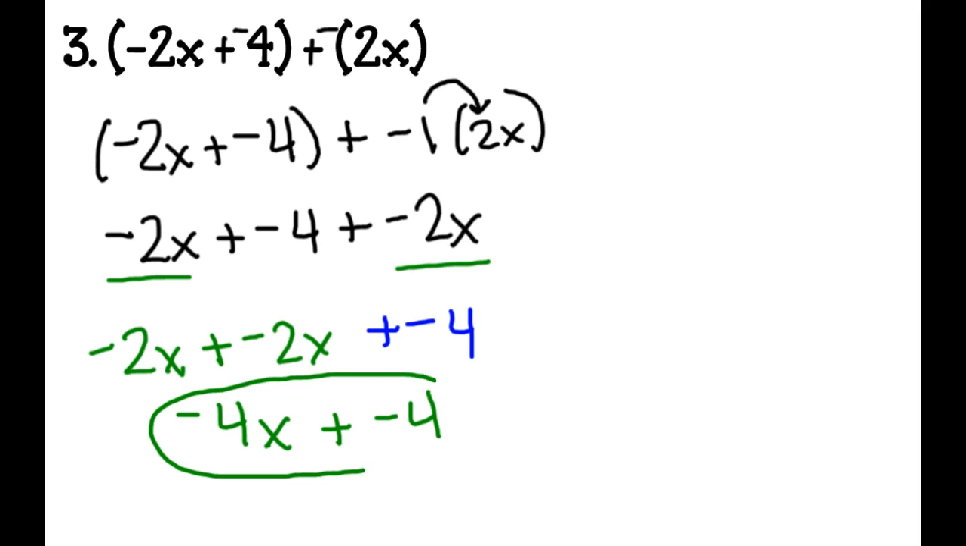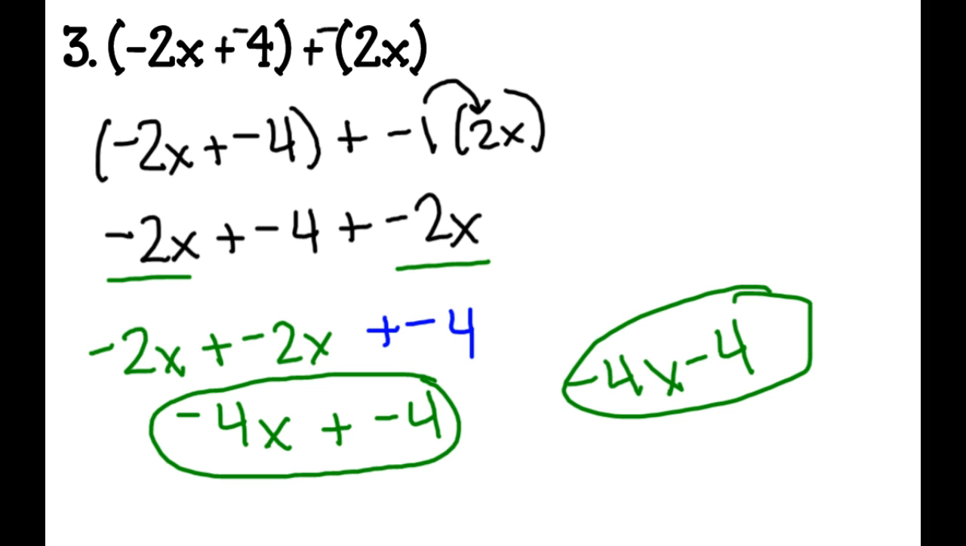And I circle it, and that's my answer. Again, you could also write this as negative 4x minus 4, and that would be just as much the correct answer.